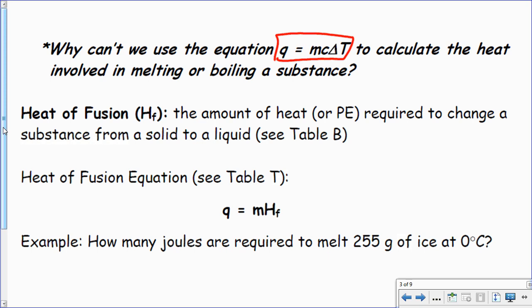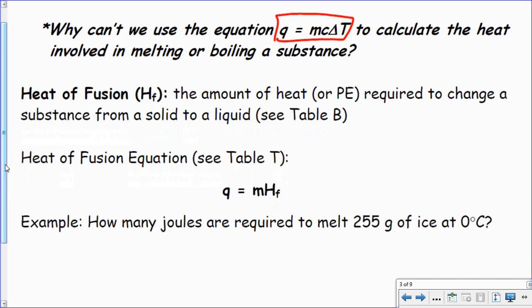The first one is about the heat of fusion. It's the amount of heat or potential energy required to change a substance from a solid to a liquid. Table B covers it for H2O. In Table B, we had the specific heat capacity of water, which is 4.18. It also has the specific heat of fusion and specific heat of vaporization for water.